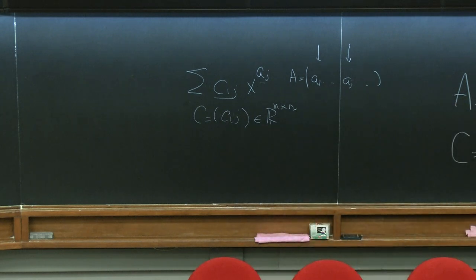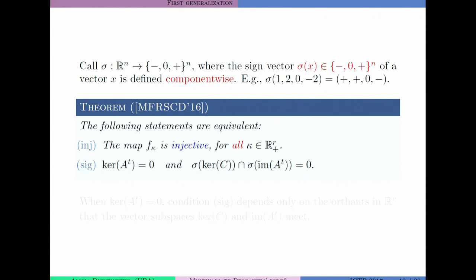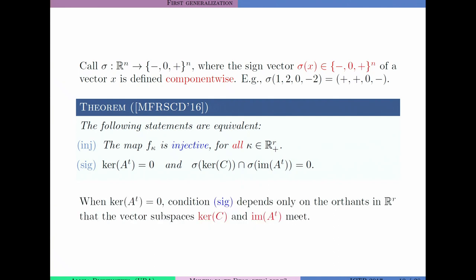And so what this says is, well, if it happens that this is an if and only if, the only way in which for all k it is injective is when these two subspaces don't intersect the same orthant unless it is the origin. Okay? They have to live in different orthants.